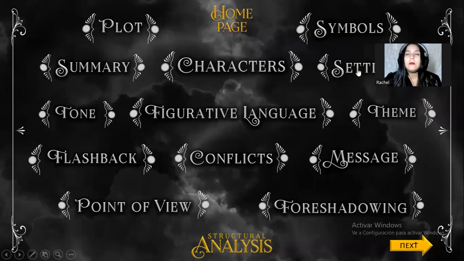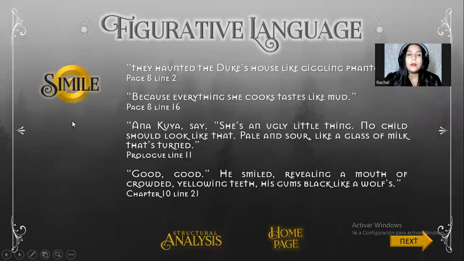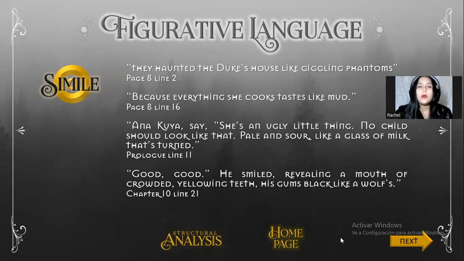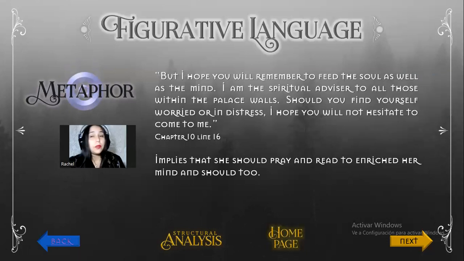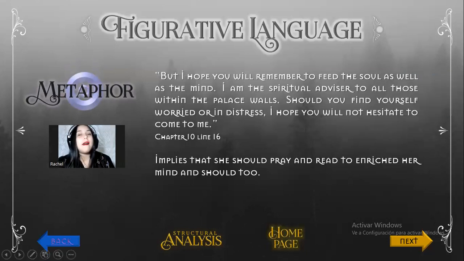Then let's check the figurative language of the book. Within the book, we have similes, of course. They haunted the Duke's house like giggling phantoms. We have also some metaphors: but I hope you will remember to feed the soul as well as the mind. I am the spiritual advisor to all those within the palace walls.